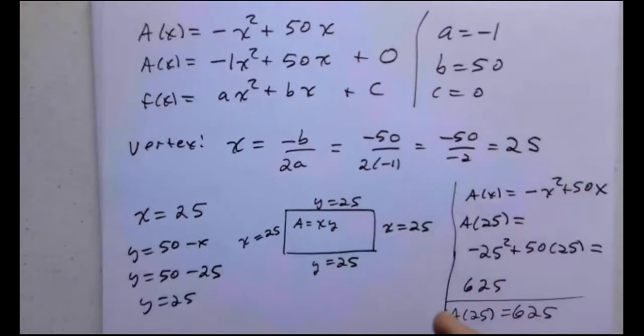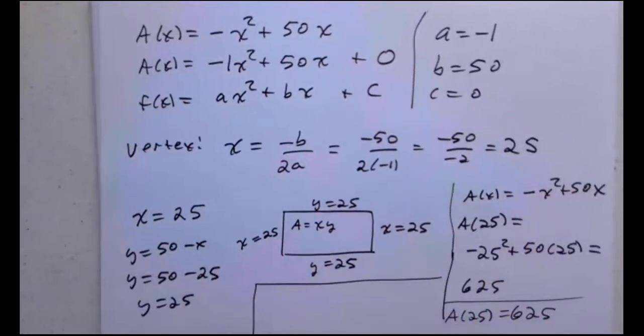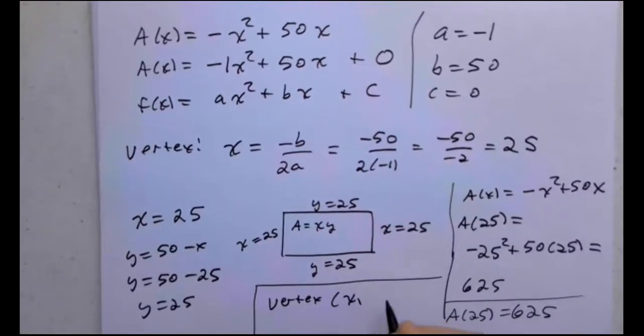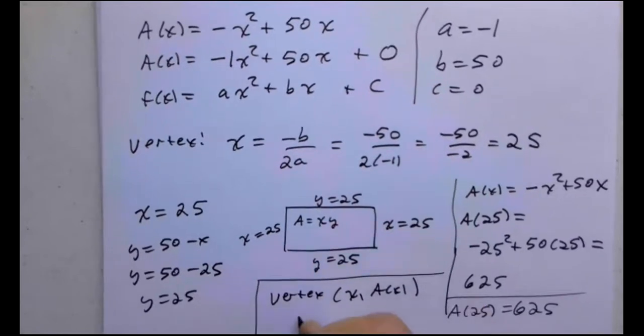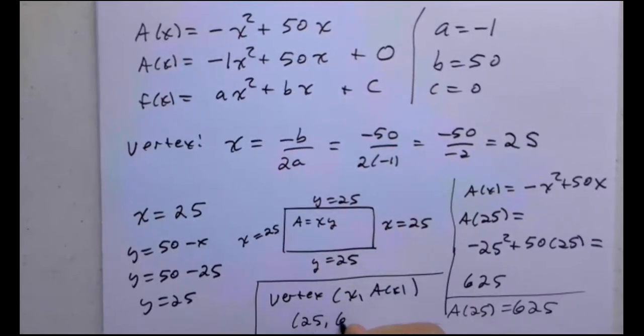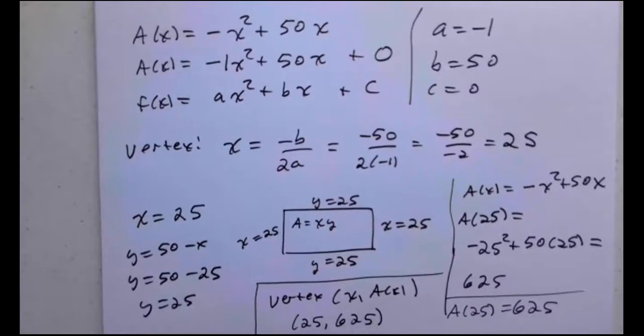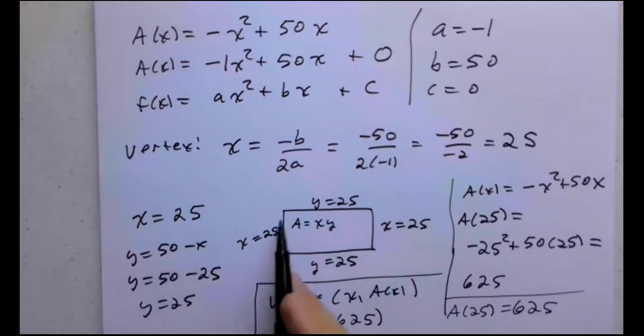So the vertex of that parabola, right? The vertex, which is of the form x comma A of x, right? X is the width, A of x is the area. X was 25, and area is 625. It's easy to confuse y and A, right? Because normally we think of y as a function of x. Here, A is a function of x. Y is also a different function of x. Y was 50 minus x. So the width is 25, the length is 25, the area is 625.